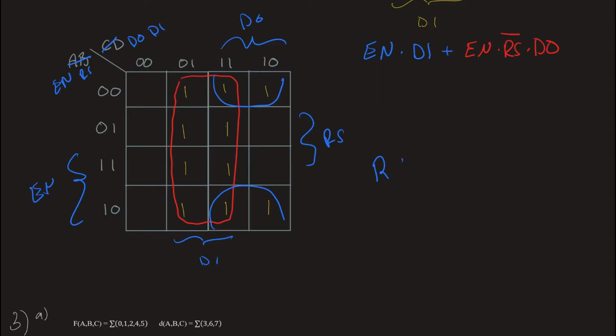It crosses EN, entirely outside of RS. It's entirely inside of D0, and it crosses D1. And then for the red, crosses EN, crosses RS, crosses D0, and it is inside of D1. There we go. Alright, so these are the ones with the don't cares.